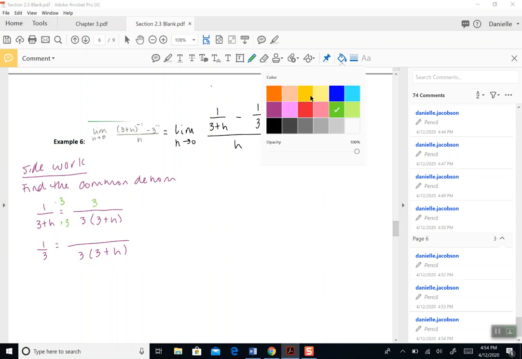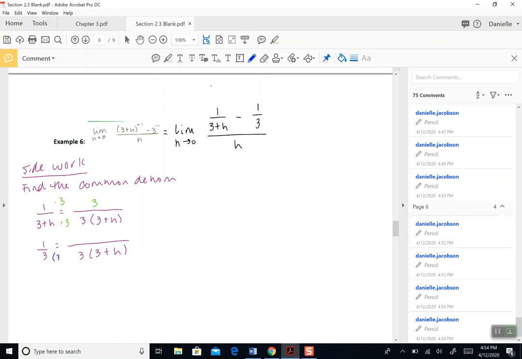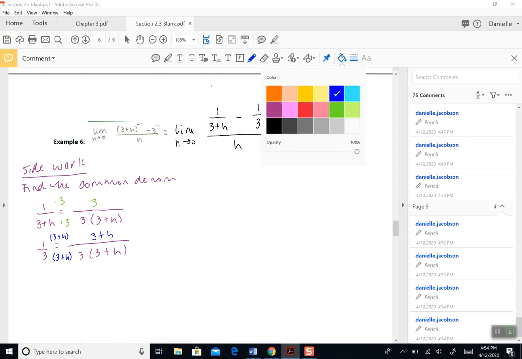Down to our second fraction, to get from 3 to 3 plus h, I need to multiply by 3 plus h. Again, I have to do the same thing to the top, so it's just like multiplying by 1, which means you're not changing your expression at all. So here I get a 3 plus h. All right, now I can go through and substitute that into my original equation.